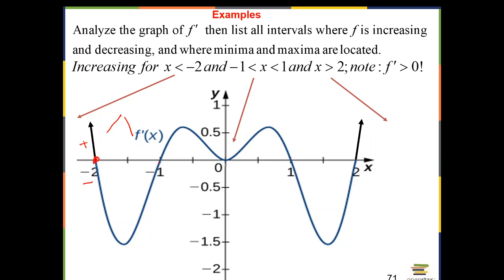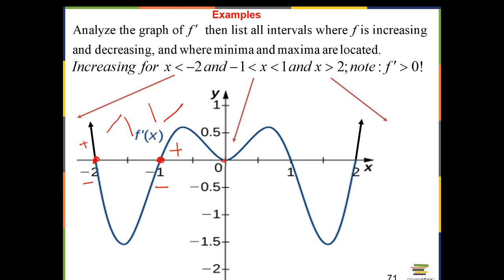And what's going on here? Is there an extrema there? Yes, because the f prime goes from negative to positive, right? That means the function is decreasing and then is increasing. So there is a min there, right?